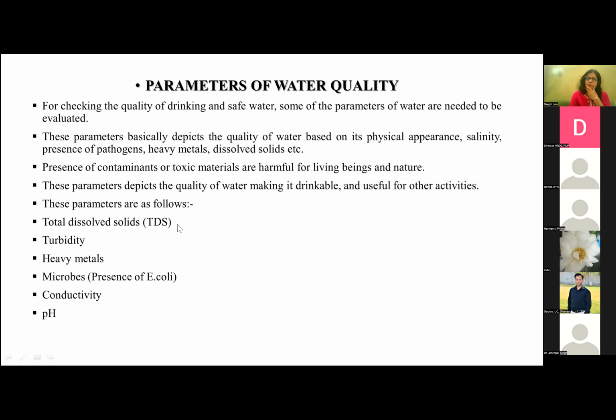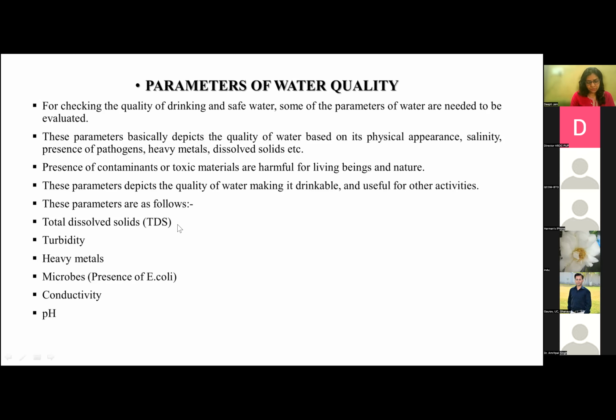Now, the presence of contaminants or toxic material is harmful for living beings and nature. These parameters depict the quality of water, making it drinkable and useful for other activities. The parameters are total dissolved solids, that is TDS. We commonly call it TDS. Second point of concern is turbidity, how clean your water looks. Then third is heavy metals.